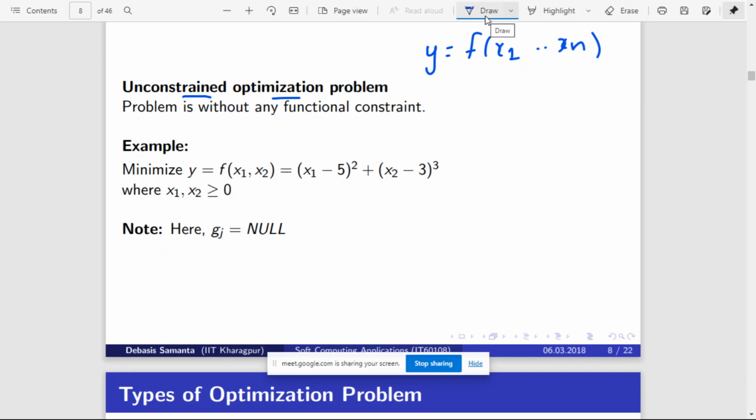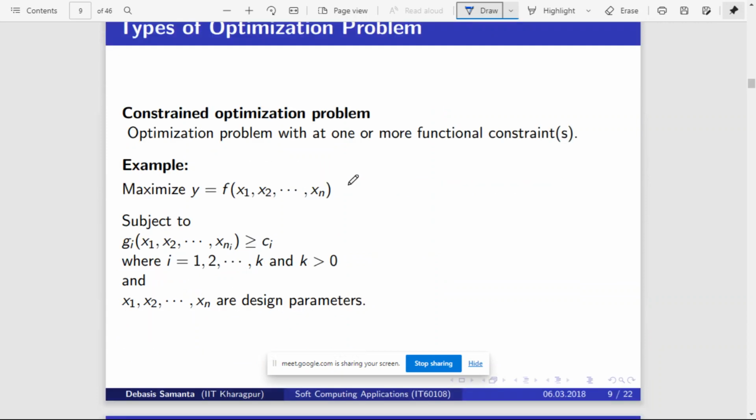So here is an example. There is a function to minimize. Here we want to minimize y equal to f of x1, x2, and this is the function (x1 minus 5) the whole square plus (x2 minus 3) the whole cube. Here there are no constraints. Here you can see g is equal to null. There is only one constraint, that x1 and x2 should be greater than or equal to 0. Apart from that there is no constraint. So we want to find a minimum point where this function will give the minimum value.